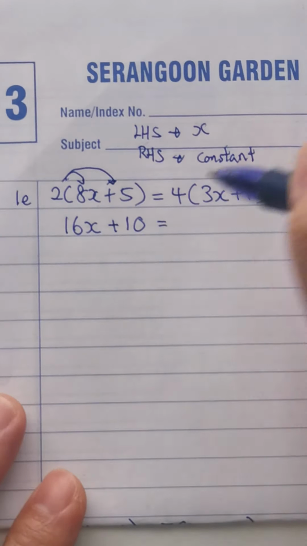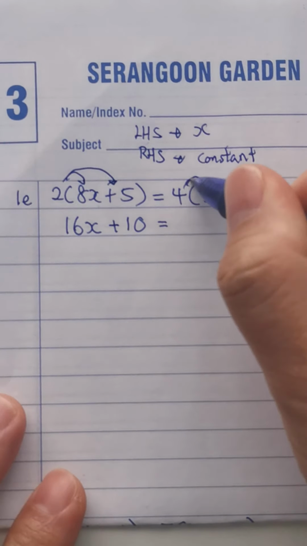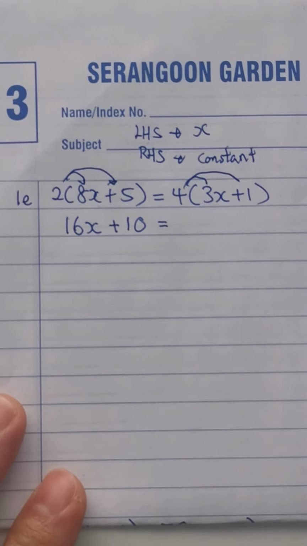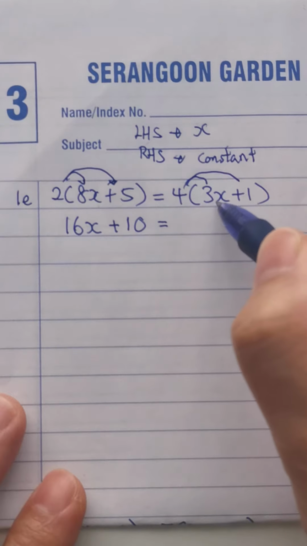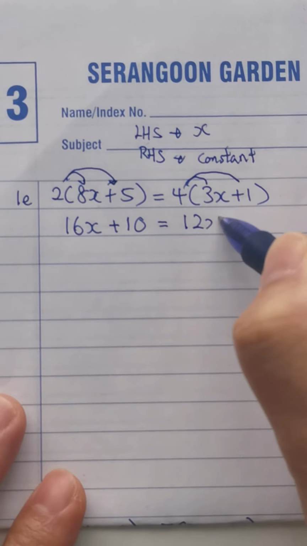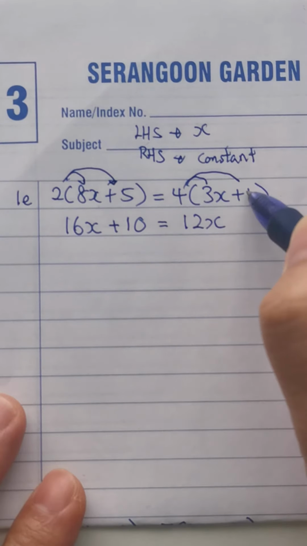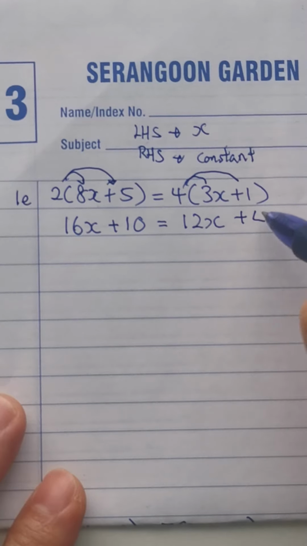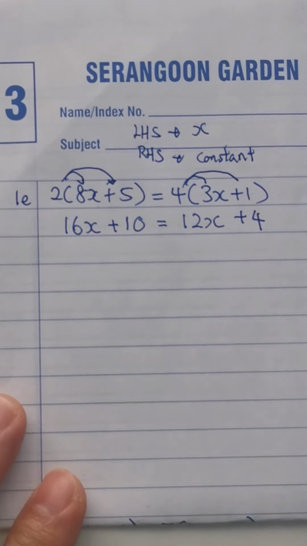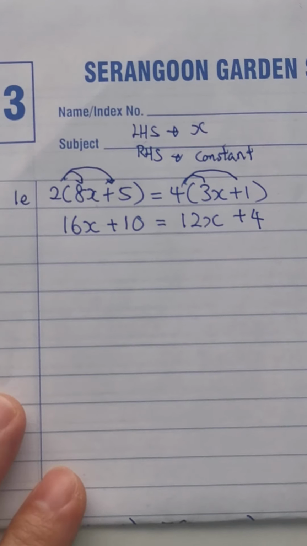And on my right hand side, again, we apply distributive law. 4 times 3x, I have 12x. 4 times 1, I have 4. So this is the first step that we need to do. That means we expand the bracket, we remove the brackets, by expanding the expressions.